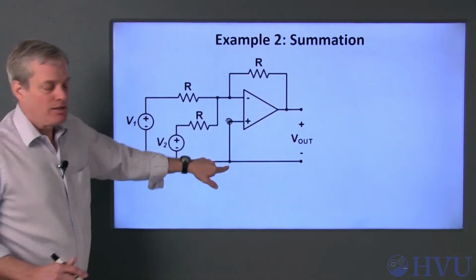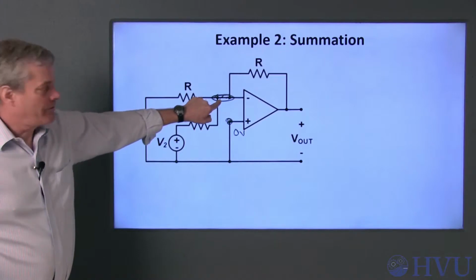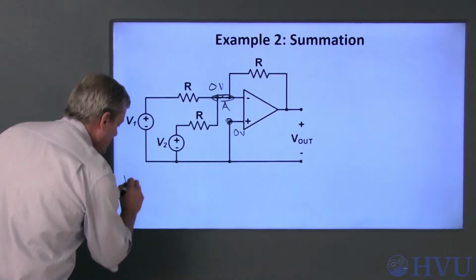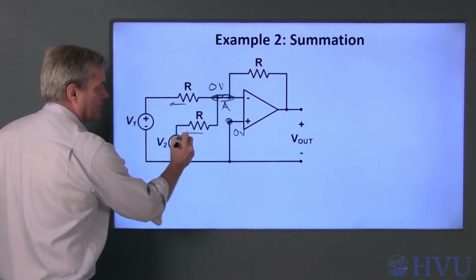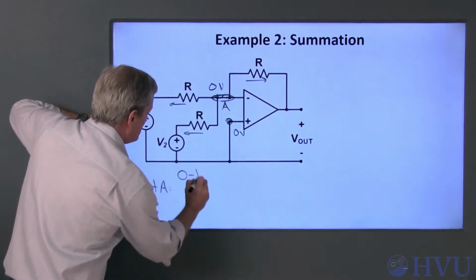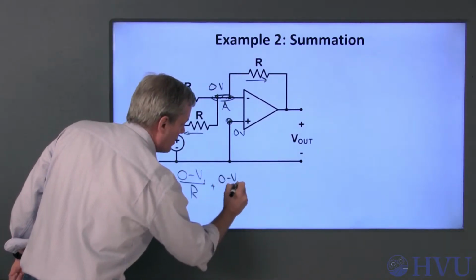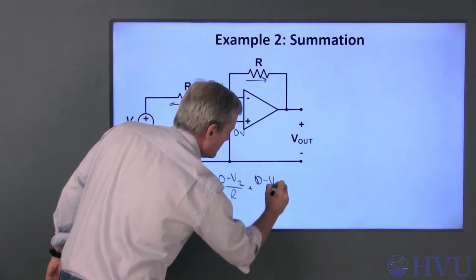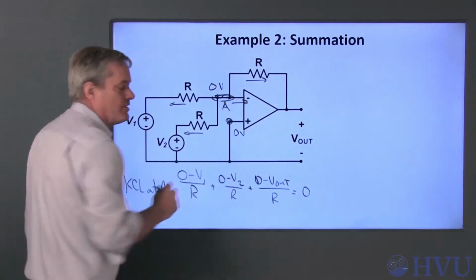This terminal is connected directly to ground, so it's 0 volts. The op-amp says that these two voltages are the same, so this is also 0 volts. If I call this node A and do KCL at A, the sum of this current plus that current is equal to 0. So this is (0 minus V1) over R plus (0 minus V2) over R plus (0 minus V out) over R. That sums to 0 because there's no current into the input terminals.